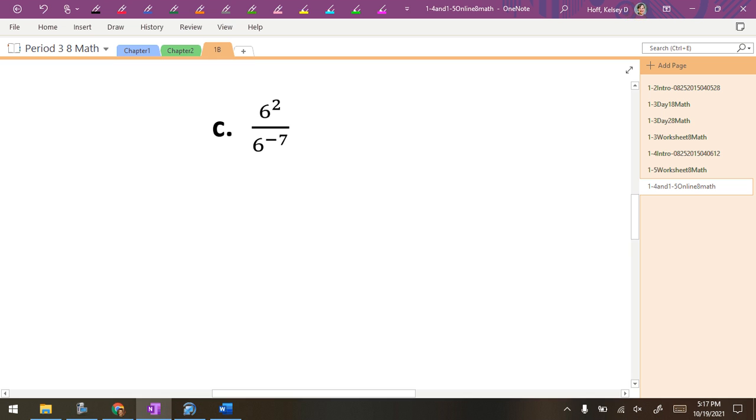C, top right. Ask yourself, am I multiplying? Am I dividing? Am I raising a power to a power? I am dividing. It's written as a fraction. Keep the base, which is 6. And what am I going to do to my exponents? I'm going to subtract, starting with the top, which is 2, minus the bottom, which is -7. Now, here's where integer rules bit us yesterday. Subtracting a negative. Don't erase it. But subtracting a negative really means we are adding a positive. So I really have 2 plus 7. So I end up with 6 to the 9th power.